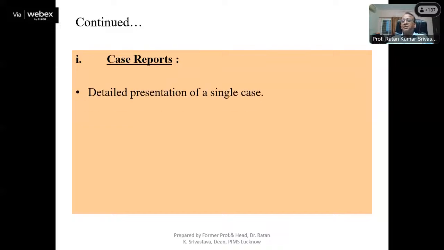Detailed presentation of a single case. Case report. A case report you can see in journals, British Medical Journal or other international journals, there is a separate column for case reports. I remember in 83, when I did MD, I joined a job in Jamnagar, Gujarat. I was assistant professor there.